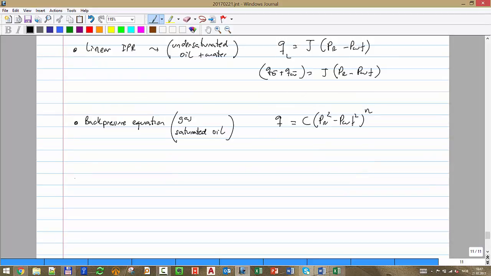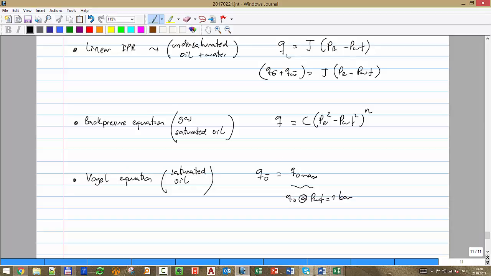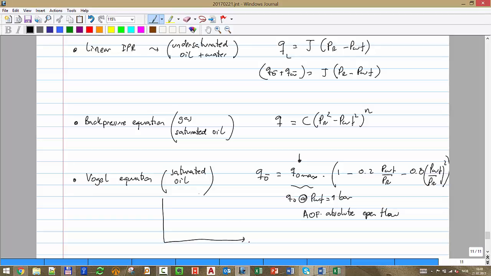Then you can also use the Vogel equation, and that's typically for saturated oil. And the equation is something like QO max, that's QO at PWF equal to 1 bar, 1 atmosphere, or what we call absolute open flow potential, times 1 minus 0.2 PWF over PR minus 0.8 PWF over PR squared. In that case, you just have to tune the QO max. And maybe we will make an exercise, or you will get an exercise on that.